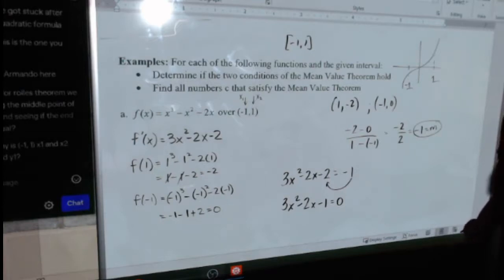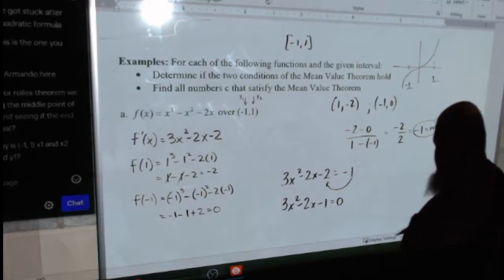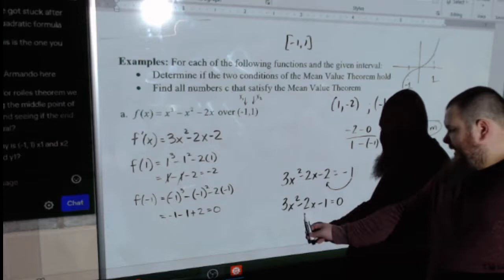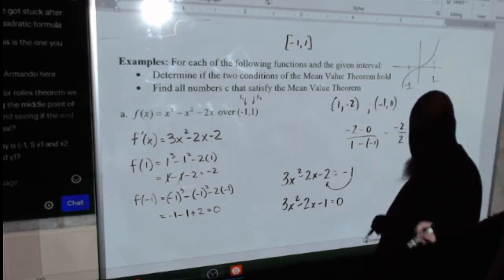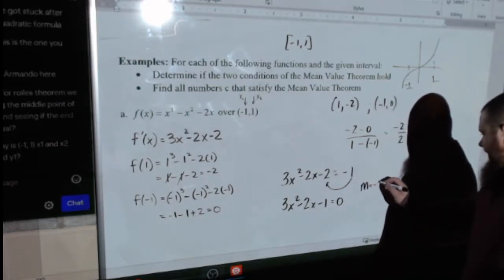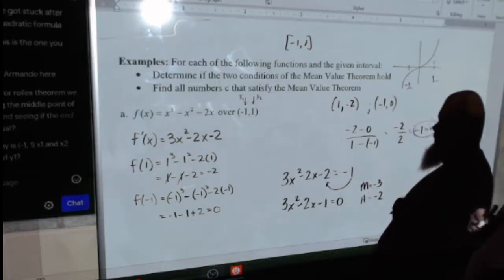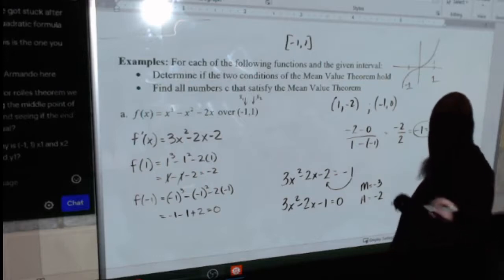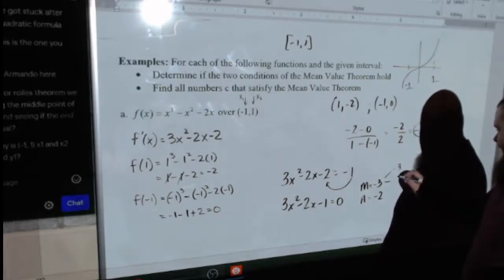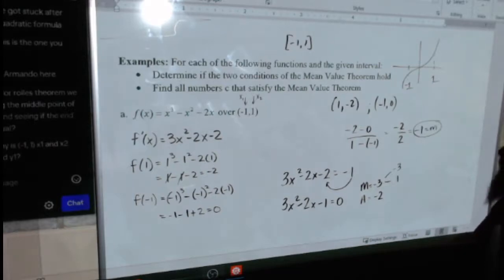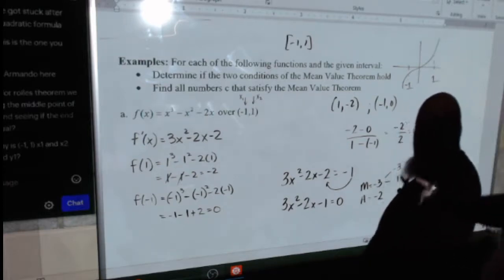So we could try to do this by grouping. We're looking for two numbers that multiply to -3 and add to -2. So multiply to -3, add to -2. I believe -3 and +1 will do that for us. That means I can go ahead and replace the middle term here by these two.